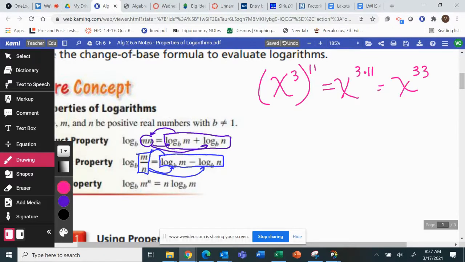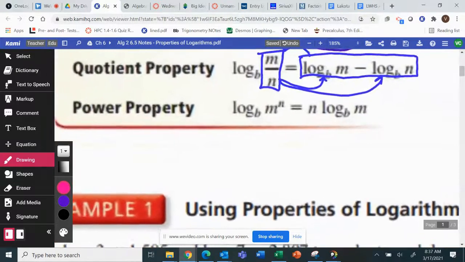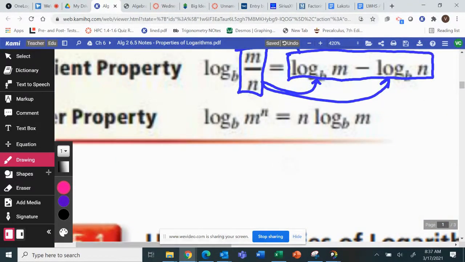So the power property for logarithms says, on my logarithm, if I have an exponent, I'm going to take that exponent and change it into multiplication. So I'm going to put it in front and change it into multiplication. So the power becomes multiply. And it goes both ways. If there's multiply here, I can put it as an exponent. So I can move it back and forth if I want. They're equivalent.